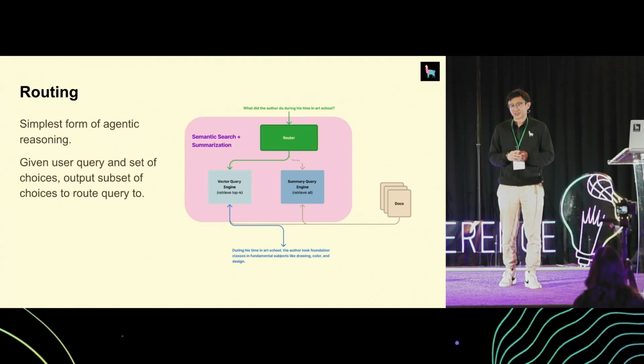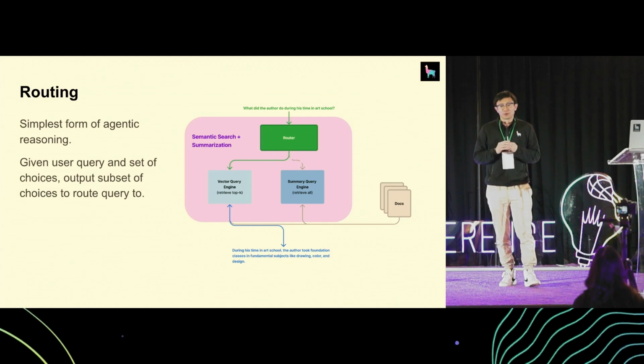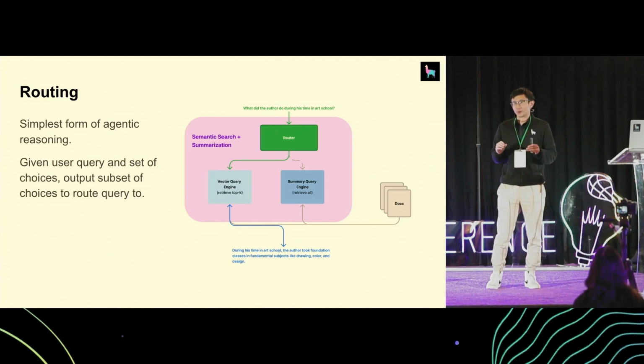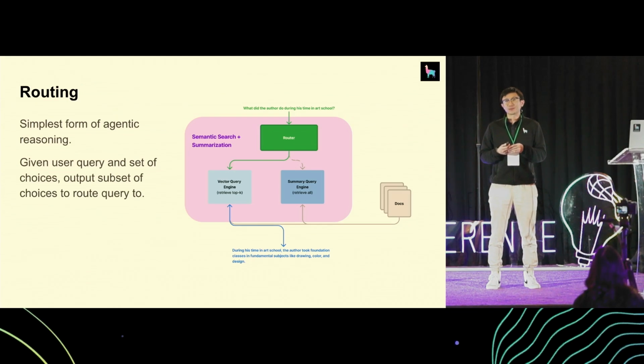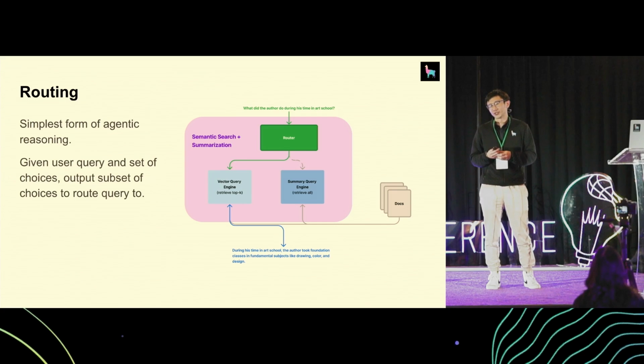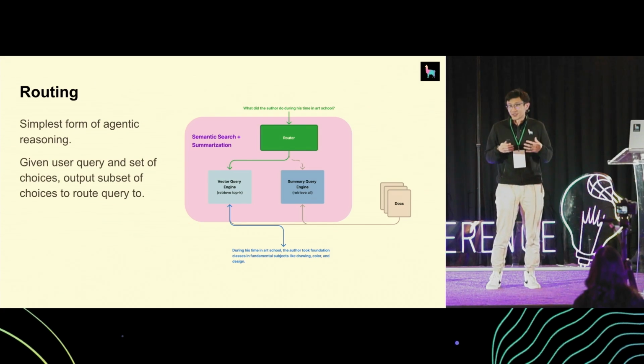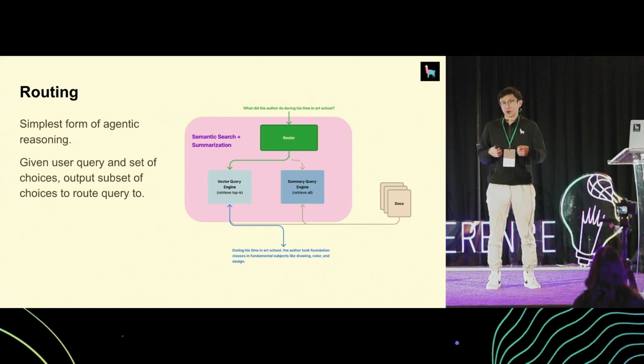So let's start from the basics. Let's talk about routing. Routing is probably the simplest form of agentic reasoning, right? What is routing? Routing is basically given some sort of input task or input string or question and a set of choices, pick the set of choices that you want to route this question to.